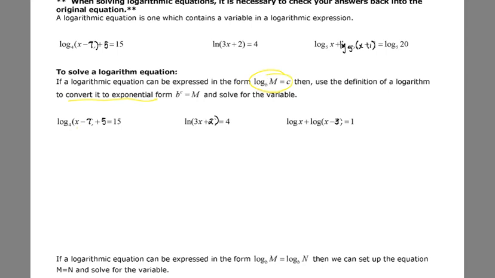Well, I have log base 4 of x minus 7 in parentheses, close that off, plus 5 equal 15. I want to have it in the format of the log of a single quantity equal to a constant. So I want to get that on the other side, so I'll have the log standing alone on one side. So if I take the 5 and subtract it, I'll end up with 10. So I'm kind of isolating the logarithm expression here.